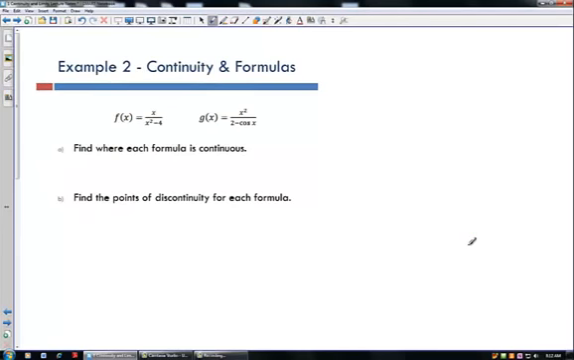Let's talk about formulas and continuity. So for a formula, it's a lot like the domain. The places where you have discontinuities are where it's not defined, when I give you a nice formula like these. So we want to find where each formula is continuous. So let's work with this f of x here. Here I have x divided by the quantity x squared minus 4. So this is not going to be continuous where the bottom is 0, because it's actually the same idea.